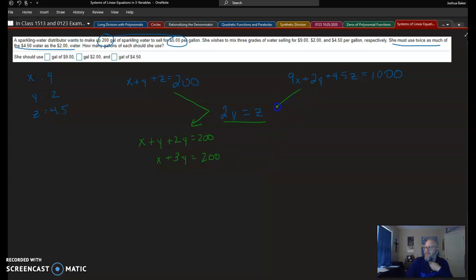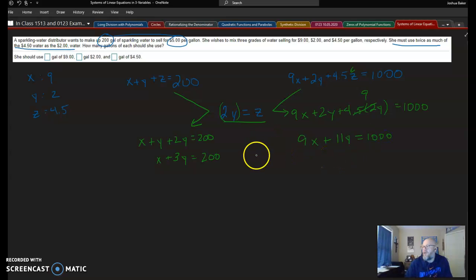Okay. Same thing here. I'm going to do the same story here. So it's going to be 9x, I'm putting in this 2y right up here for this z, plus 2y plus 4.50 times 2y equals 1,000. Okay. So 4.50 times 2 is 9. So this is going to be 9x plus 11y equals 1,000.